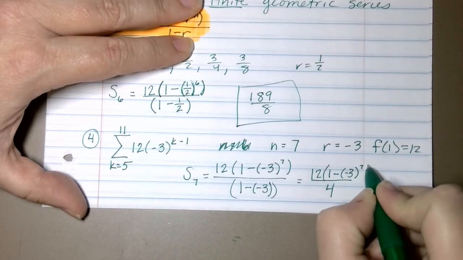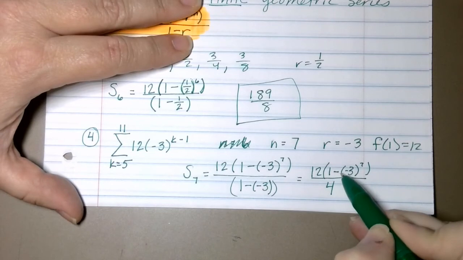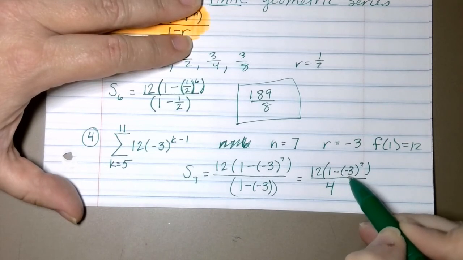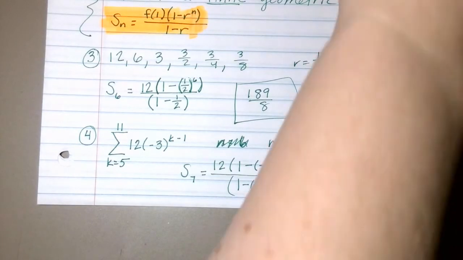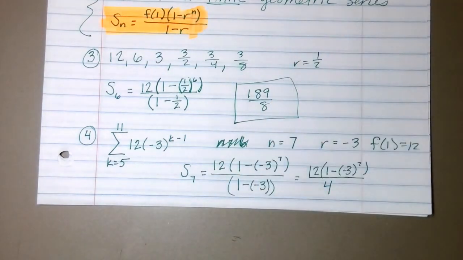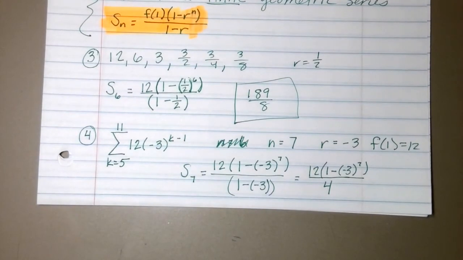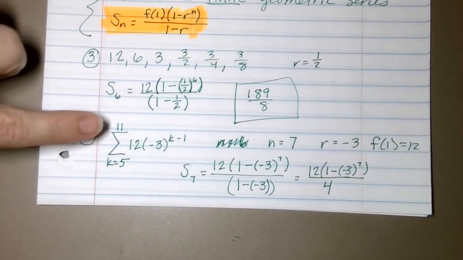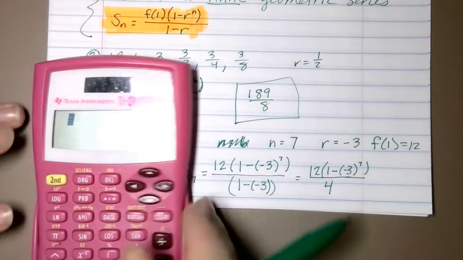Because of PEMDAS again. You have to do that exponent before you do the multiplication, and the multiplication is the step that gets rid of that minus and negative. So plug it into your calculator, being very careful. You will probably get a fairly big number, because we're adding together 7 terms, and the first term's 12. And it looks like it's increasing, so we're probably going to get a decently big number. So let's see.